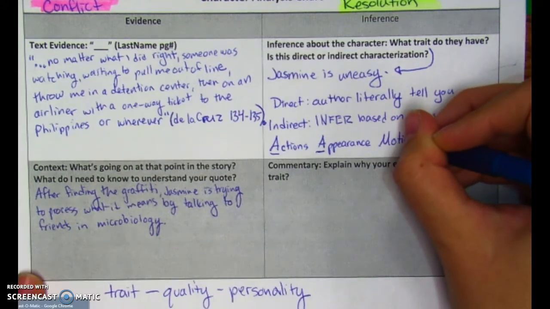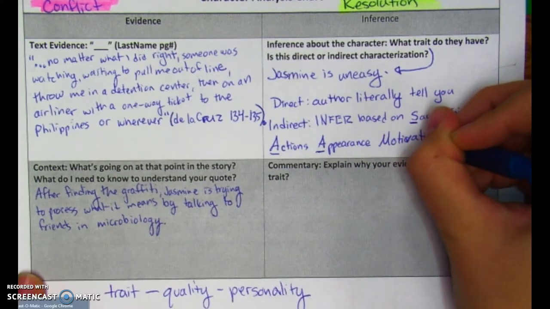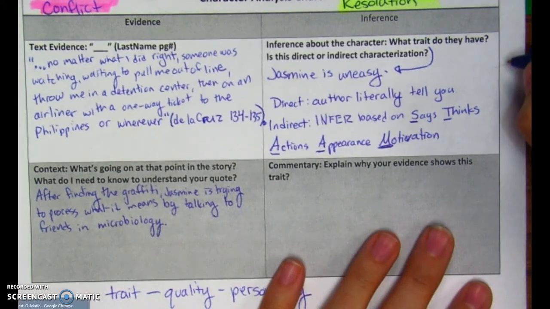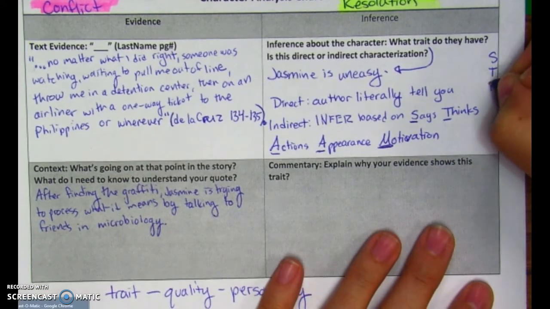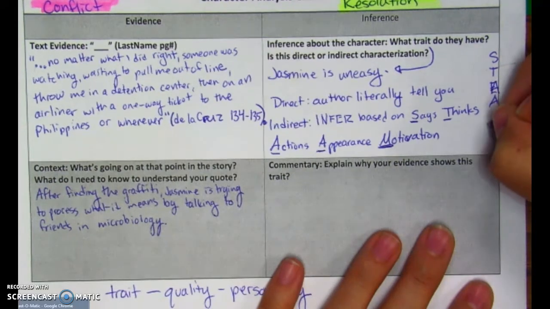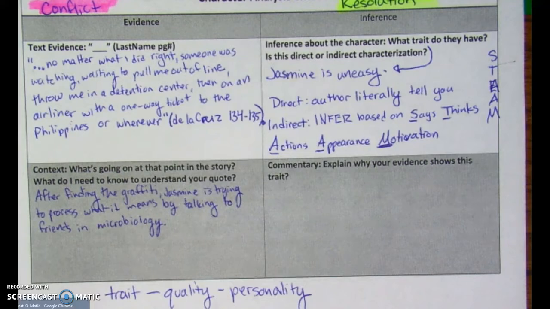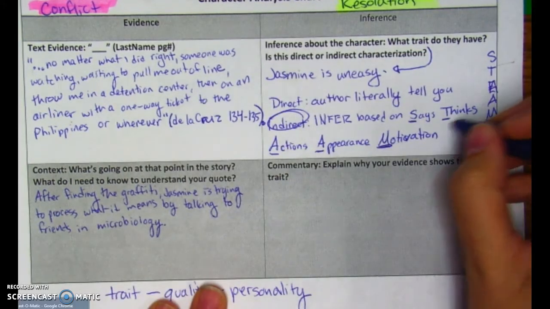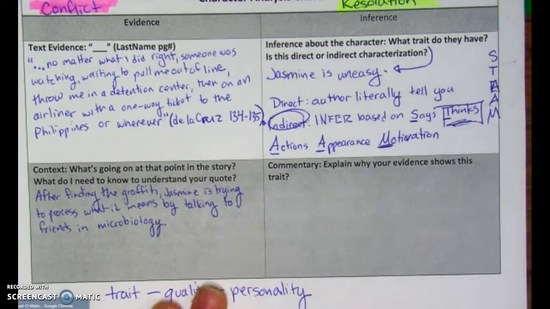Motivation is the reason why they do something. It's all behind that. So if you want to think of a good acronym for that when you're thinking about characters, think about STAM, I guess. STAM. Okay? Here, it's indirect because we infer based on what she is thinking.